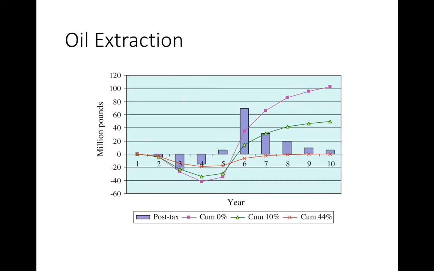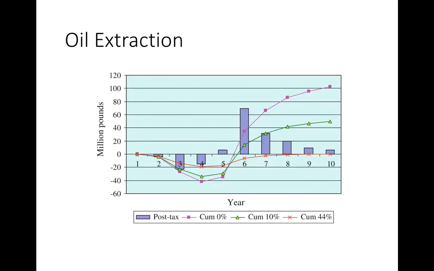When you take into account the amount of interest that you have to pay to your original investors, you can see that depending on how much they're demanding, 0% or 10% rate of return or 44% rate of return, you might end up at different levels of negative income.